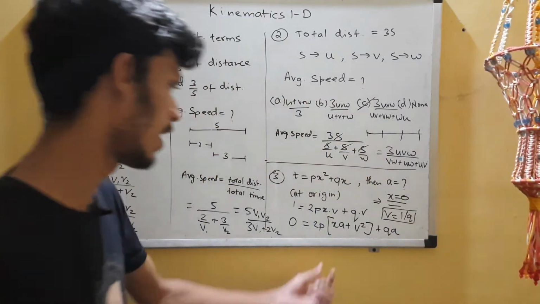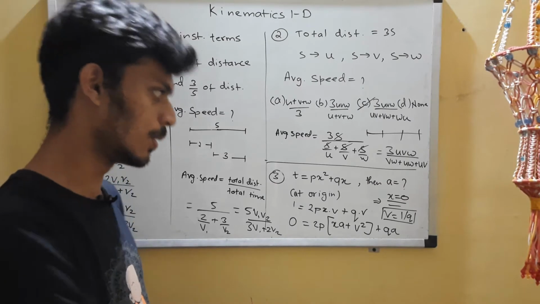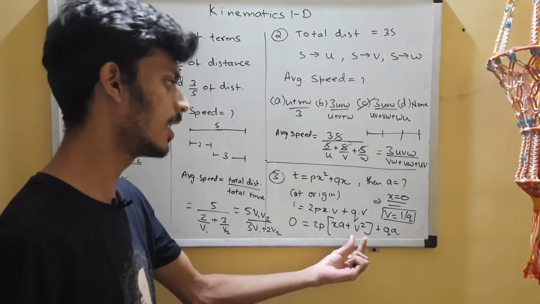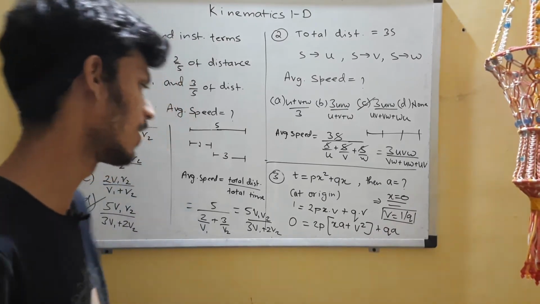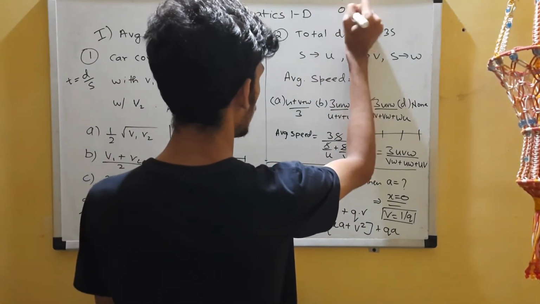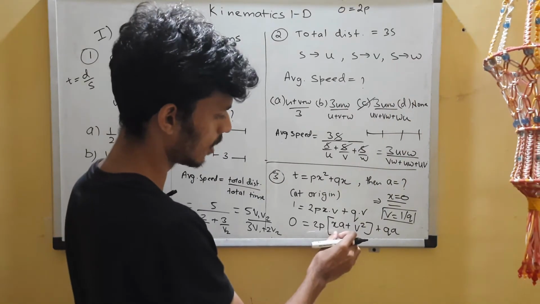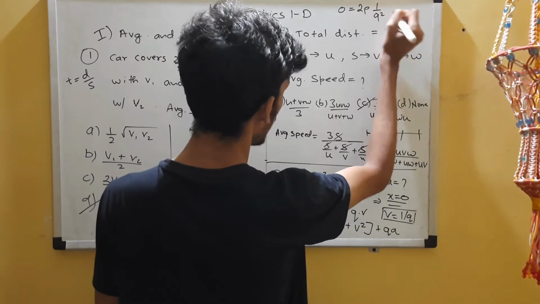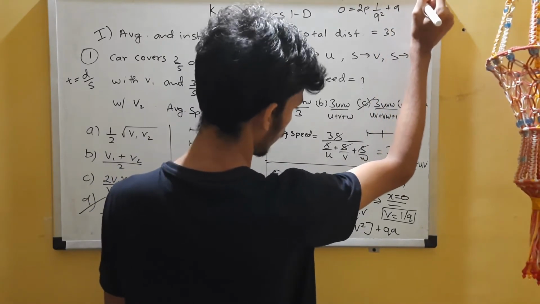Now substitute x equal to 0, because we want to find acceleration at x equal to 0, right? And we can substitute v as 1 by q. Okay, the velocity at origin is 1 by q. Okay, we can substitute that, and finally we'll have our answer as 0 equals 2p. And when we substitute x equal to 0, this term flies off, plus v square, which is 1 by q square, plus q into a, right?